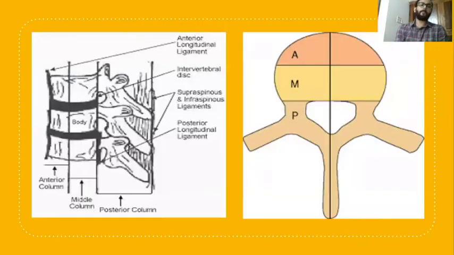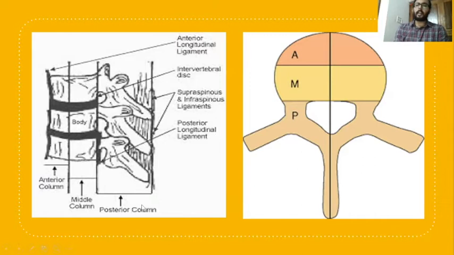which we shall discuss later. Coming to spinal cord injury, the basic thing we want to know is the three columns: anterior column, middle column, and posterior column. The anterior column includes the anterior longitudinal ligament (ALL), the anterior half of the body of the vertebra and the anterior half of the intervertebral disc. The middle column includes the posterior half of the body of the vertebra, the posterior half of the disc and the posterior longitudinal ligament. The posterior column includes the vertebral canal or spinal canal and the posterior structures, including the spinous process, interspinous ligaments and supraspinous ligaments.